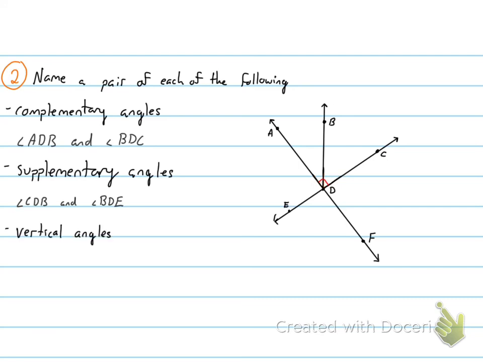Finally, let's say I wanted to find a pair of vertical angles. I want to find ones that form an X, that are across from each other. Looks like angle ADE and CDF would fit that. So those would be my pair of vertical angles. And I'm done.